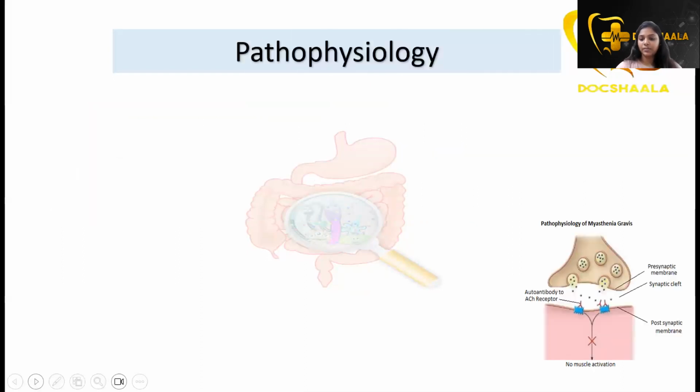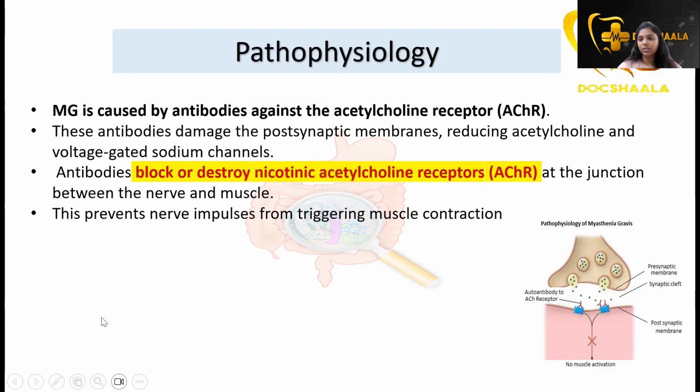So the pathophysiology behind this is, as you all know, the neuromuscular junction is where the action potentials develop, which results in action of the muscles, right? In this myasthenia gravis, what happens is antibodies are produced against the acetylcholine receptor. So acetylcholine receptor antibodies are produced. That is auto antibodies. Myasthenia gravis is an autoimmune disease which itself destroys the body.